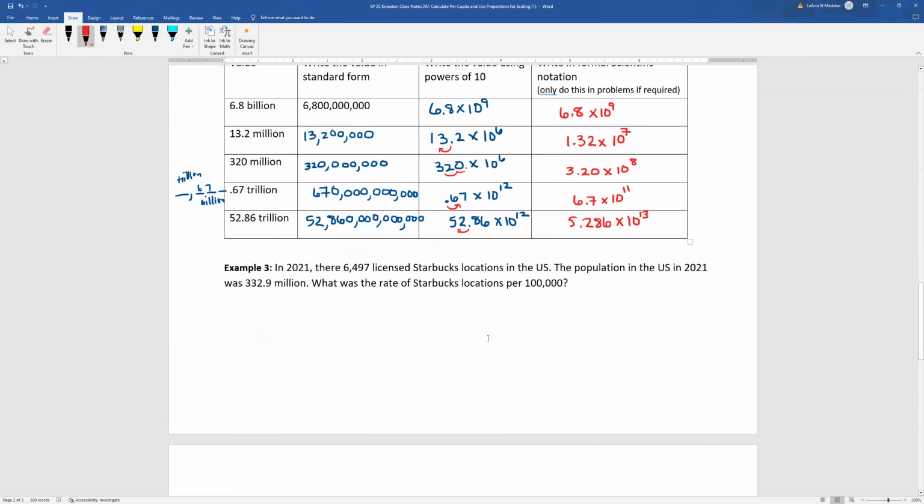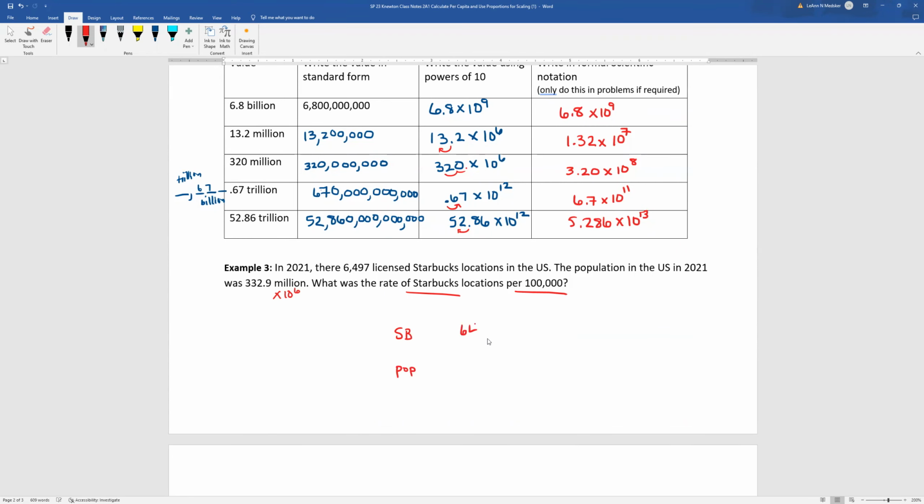So let's look at example 3. It says in 2021, there are 649,000 licensed Starbucks locations in the US. The population in the US in 2021 was 332.9 million. What was the rate of Starbucks locations per 100,000? Okay. So I'm going to be using times 10 to the 6 when I write my ratio here. So I'm going to use n for the unknown. So we have our Starbucks and our population.